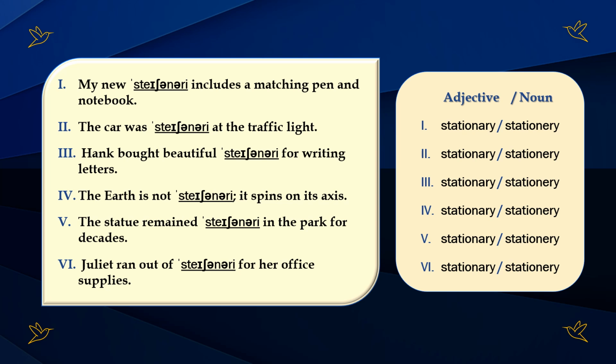4. The earth is not stationary, it spins on its axis. 5. The statue remained stationary in the park for decades. 6. Juliet ran out of stationery for her office supplies.